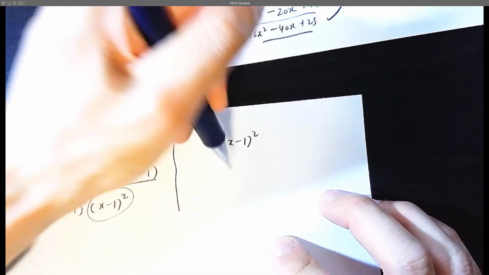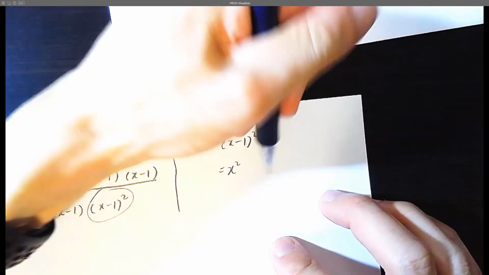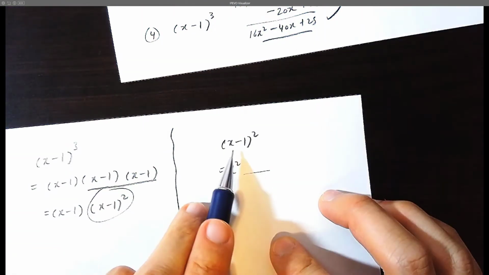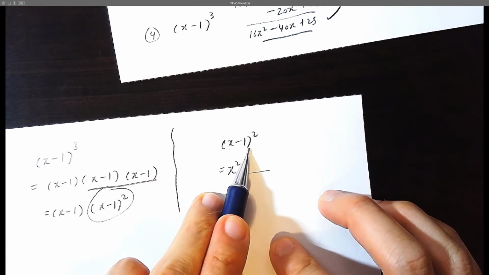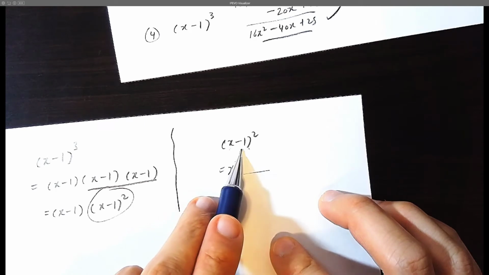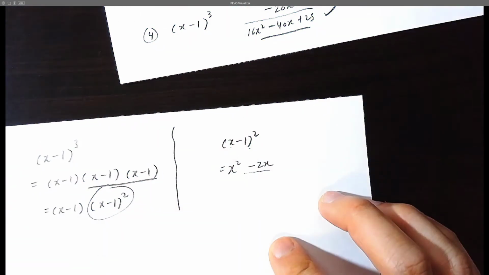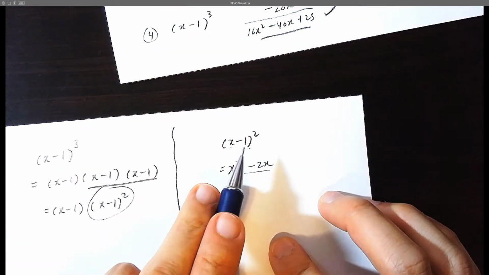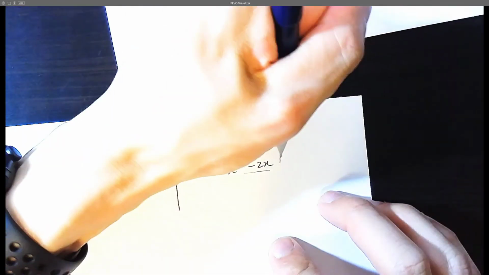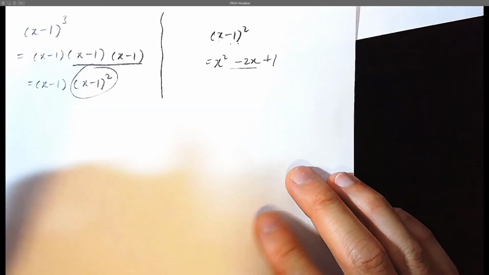X times x is x squared. We know that. But the shortcut to get the middle term is going to be this times this and then double it. X times negative 1 is negative x and then double it. It becomes negative 2x. And then negative 1 times negative 1 is positive 1. Let's practice that just a little bit more.